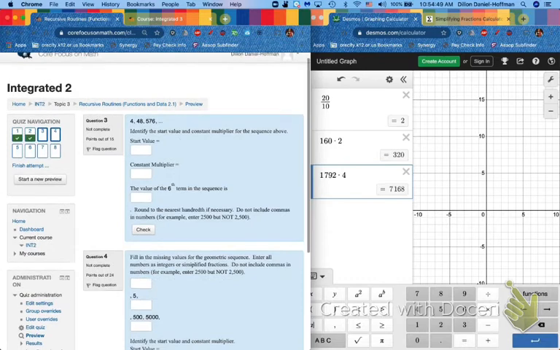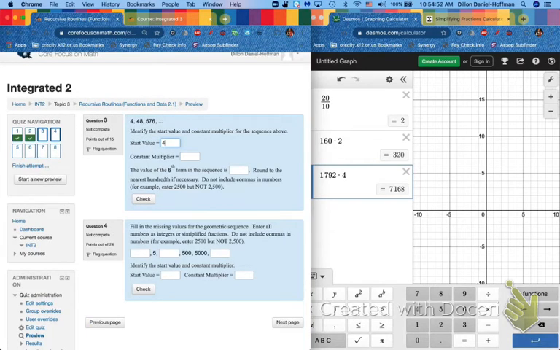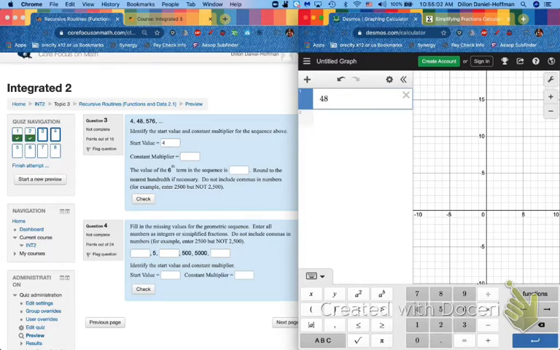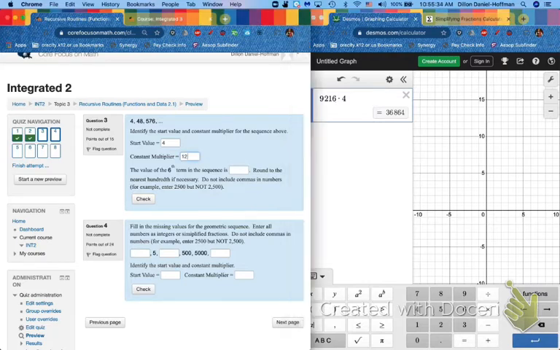All right, now we have our start value as our first number, 4. Constant multiplier. I've got right divided by left. So 48 divided by 4, 12. And then I need to figure out my 6th term in the sequence. Well, 576 is my 3rd term. 1, 2, 3. So let's see. What's 576 times 4? So 2304 is my 4th term. And then 9216 is my 5th term. And 36864 is my 6th term.